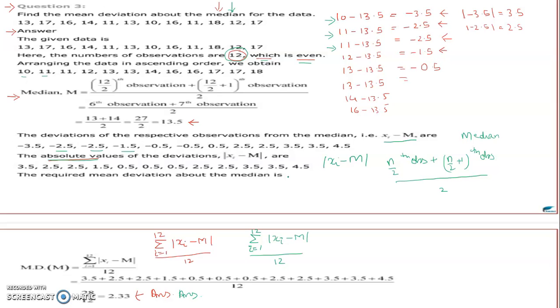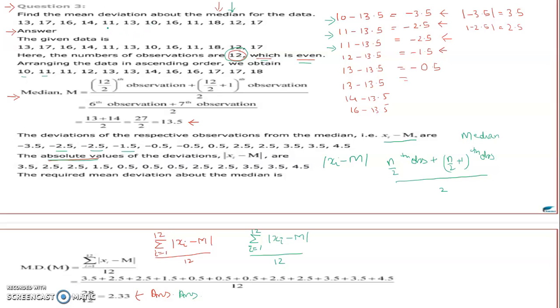I hope you have followed, students. Nothing difficult, nothing complicated, very easy. The only thing you have to keep in mind is whether the question is saying mean deviation about the median, or mean deviation about mean. You have to be careful. In the next class, I will tell you for grouped data. This is ungrouped; then I will tell you for grouped data.